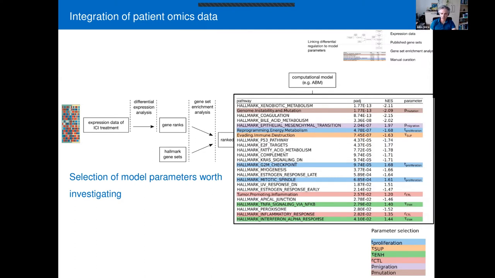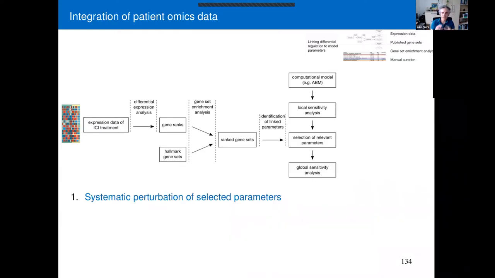And then we actually link these pathways with a number of parameters and processes we are modeling in our spatial model. This way, the enrichment analysis helps us decide which are the important parameters that we have to perturb in our model to make simulations and understand how the resistance to the therapy is happening. This is essentially the key point: this way we select the parameters that we are going to perturb later on.